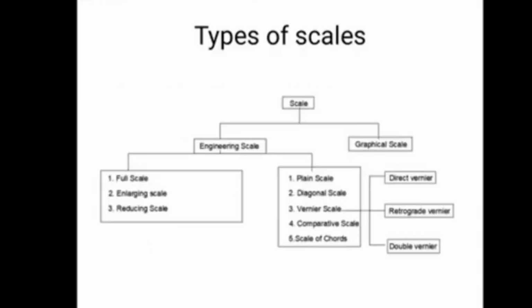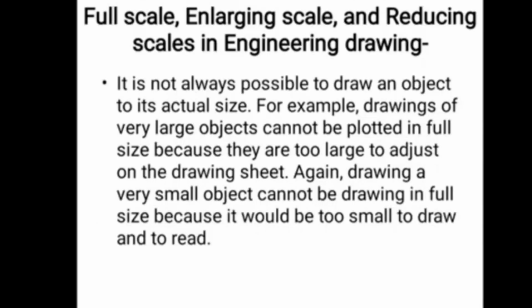So types of scales, you can see here, basically we have two types: engineering scale and graphical scale. Engineering scales include full scale, enlarging scale, reducing scale, plane scale, diagonal scale, Vernier scale, comparative scale and scale of chords. A full scale means that if any drawing is drawn to the exact size, we call that a full scale.